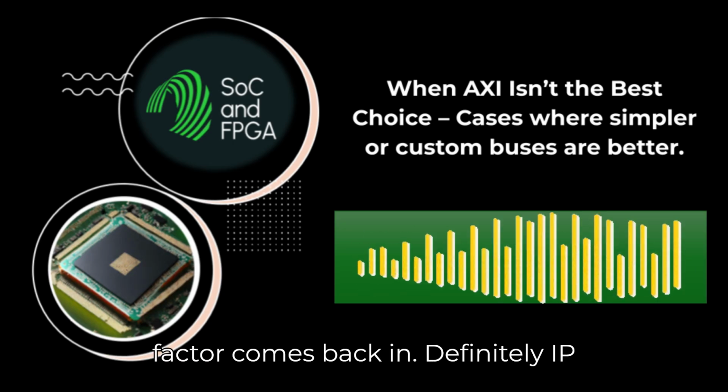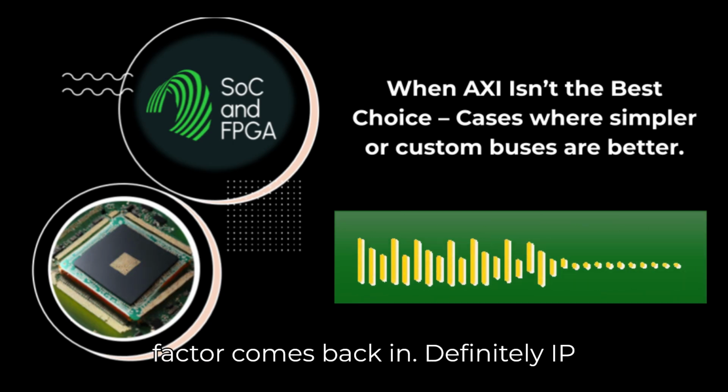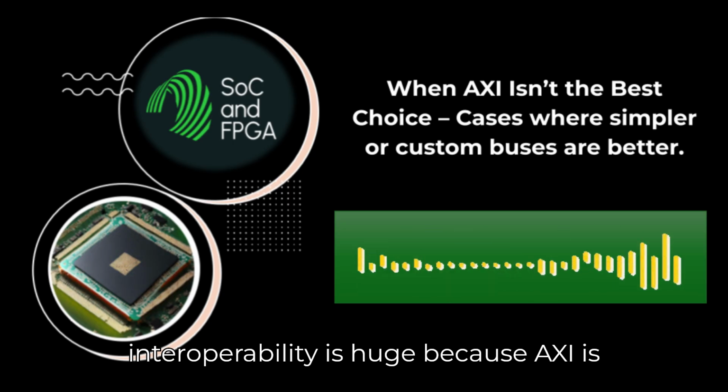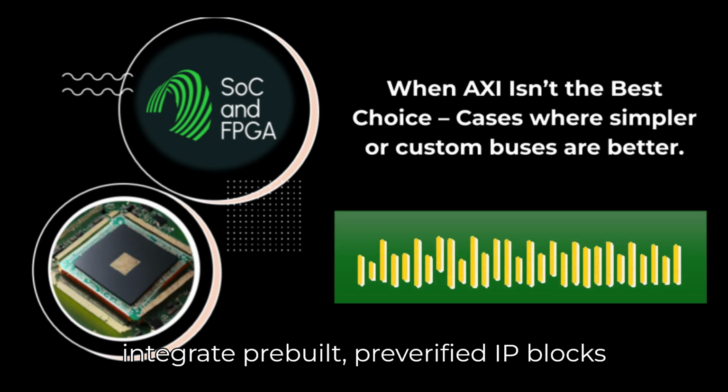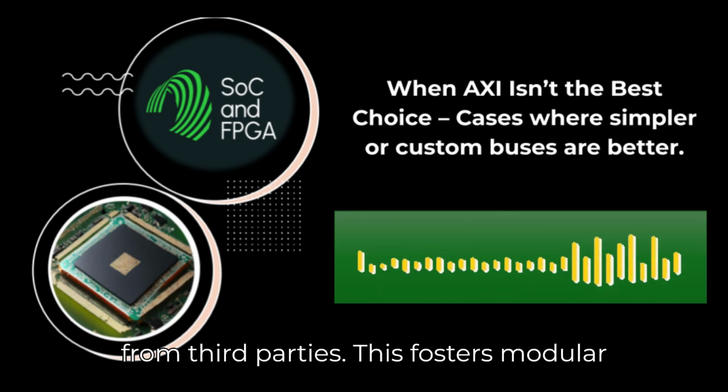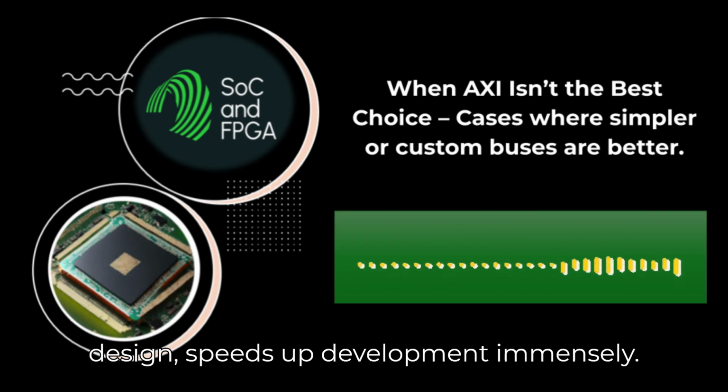And the standardization factor comes back in. Definitely. IP interoperability is huge. Because AXI is the standard, designers can easily integrate pre-built, pre-verified IP blocks from third parties. This fosters modular design, speeds up development immensely.